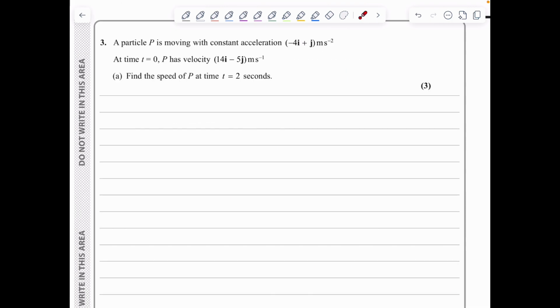In question 3, we've got a particle P moving with a constant acceleration of minus 4i plus j. Initially, at time t equals 0, the velocity is 14i minus 5j, and we need to find the speed of P at time t equals 2. So I will start by quoting that v is u plus at, where v, u, and a are all vectors. So the initial velocity is (14, negative 5). This is the velocity when t is 0, plus 2 times the acceleration of (negative 4, 1). This will give me the velocity when t is 2.